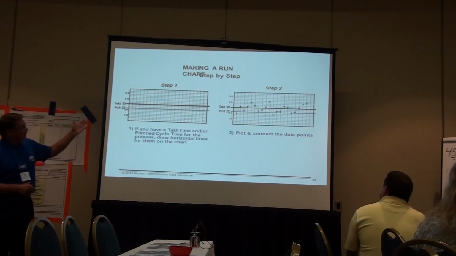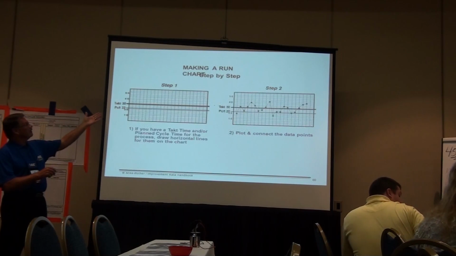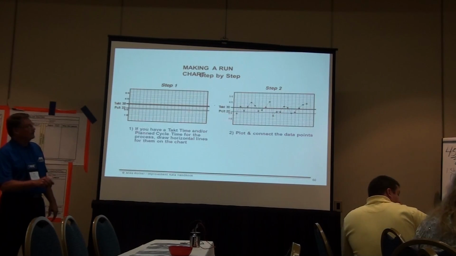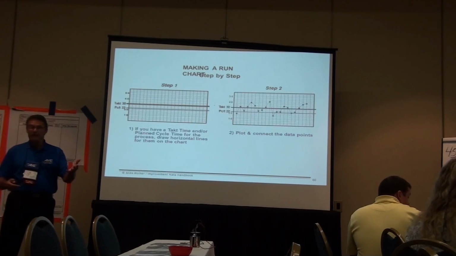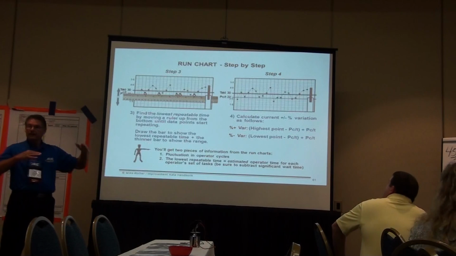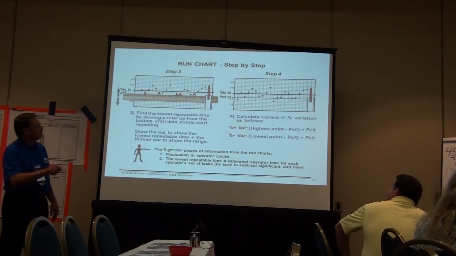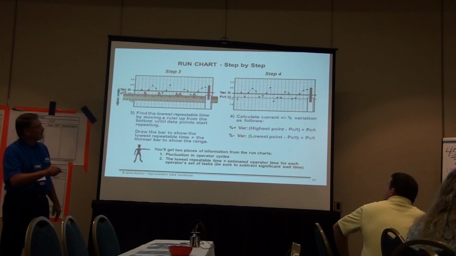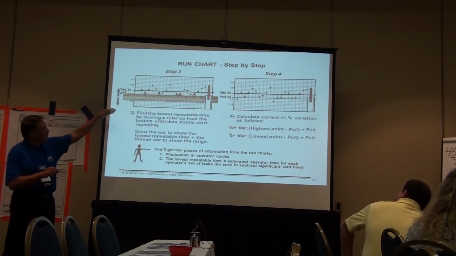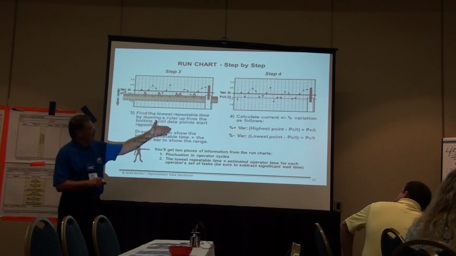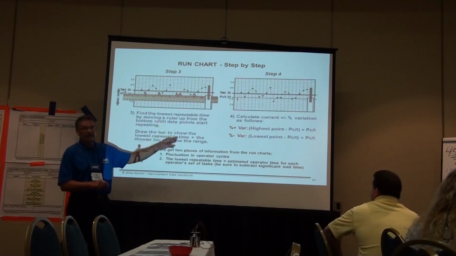So again, stepwise, the first step is to lay in the takt time and planned cycle time if you have them. Step 2, put in the dots, connect them. Step 3, just take a ruler, run it up and down until you see a cluster. When you do that, that becomes the lowest repeatable number. By finding that, we move the ruler up and down, we draw that bar. Then we come over here, we calculate the plus and the minus.